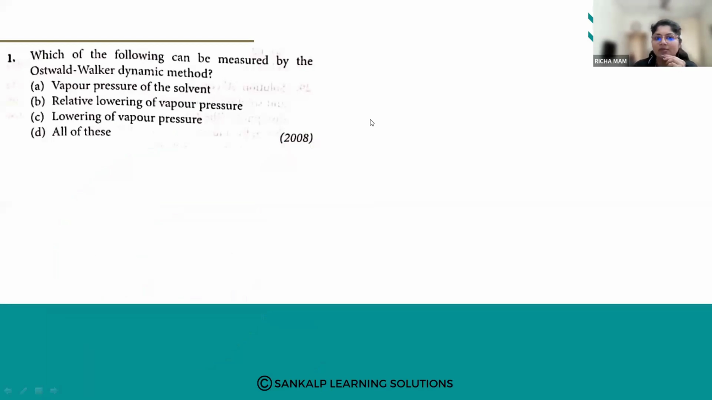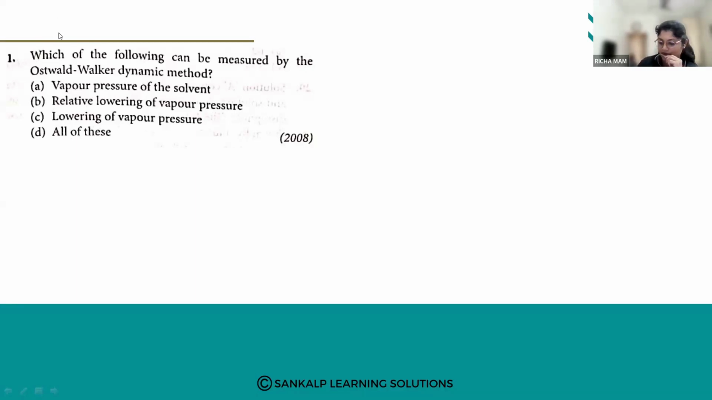Which of the following can be measured by the Ostwald-Walker dynamic method? Options are A, vapor pressure of the solvent; B, relative lowering of vapor pressure; C, lowering of vapor pressure; and D, all of these. So this was a question asked in the 2008 paper. So what is this Ostwald-Walker dynamic method?